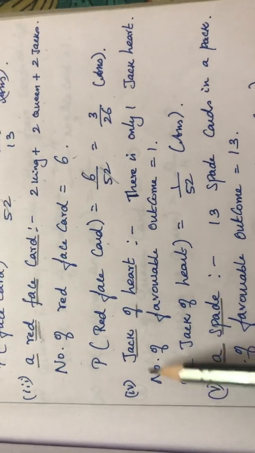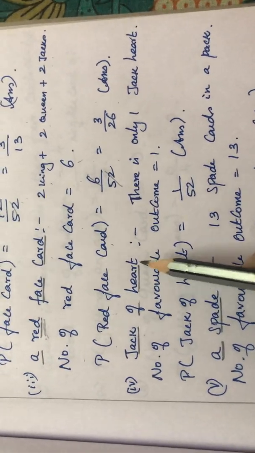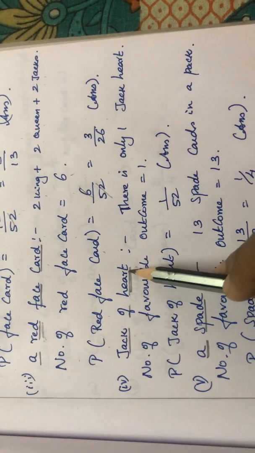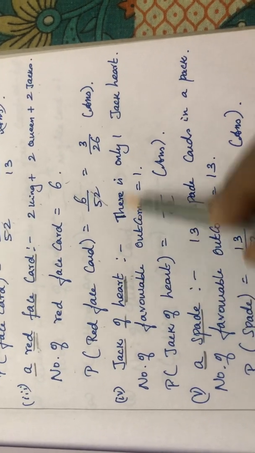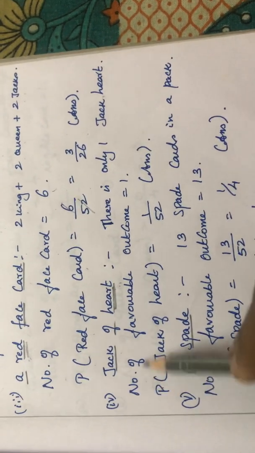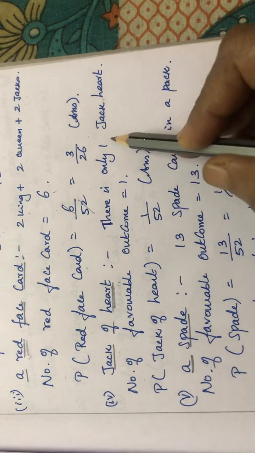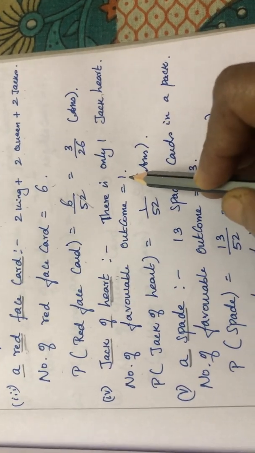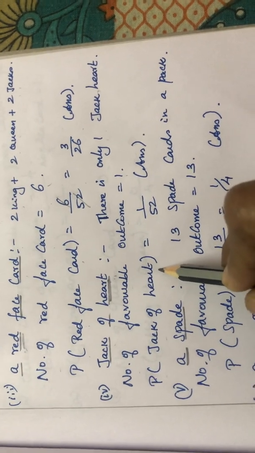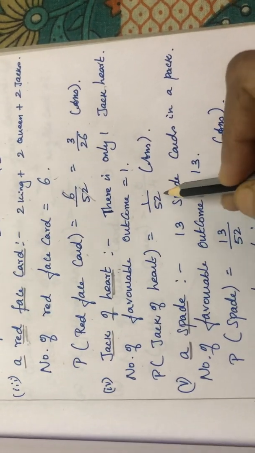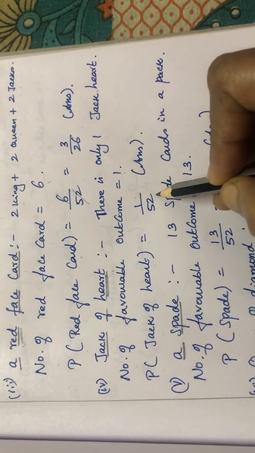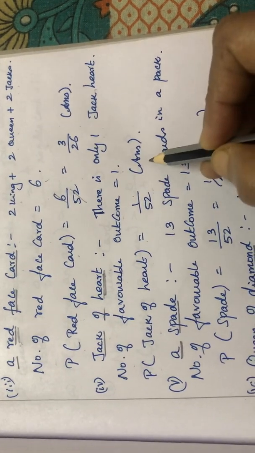Fourth subdivision, jack of heart. How many jack cards are there? In particular, heart is given. There is only one jack card of heart. If you want, you can refer to the introduction page. Number of favorable outcomes is equal to, here only one card, so I am writing it as 1. Therefore, probability of getting jack of heart is equal to 1 by 52. That is number of favorable outcomes divided by total number of possible outcomes. So 1 by 52 is the answer.